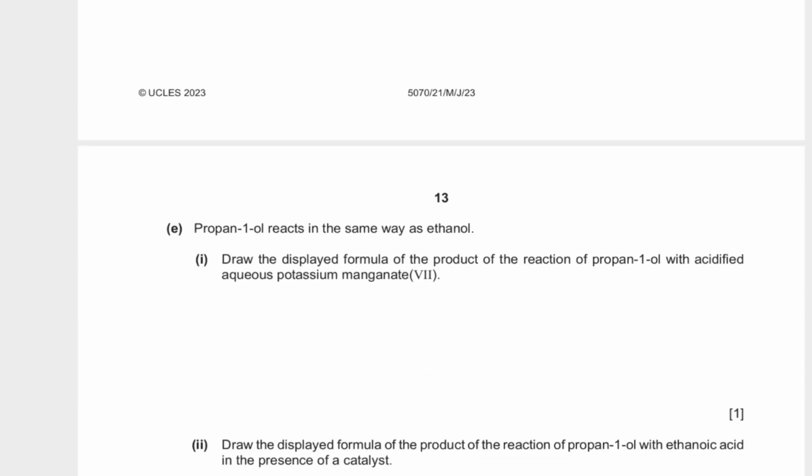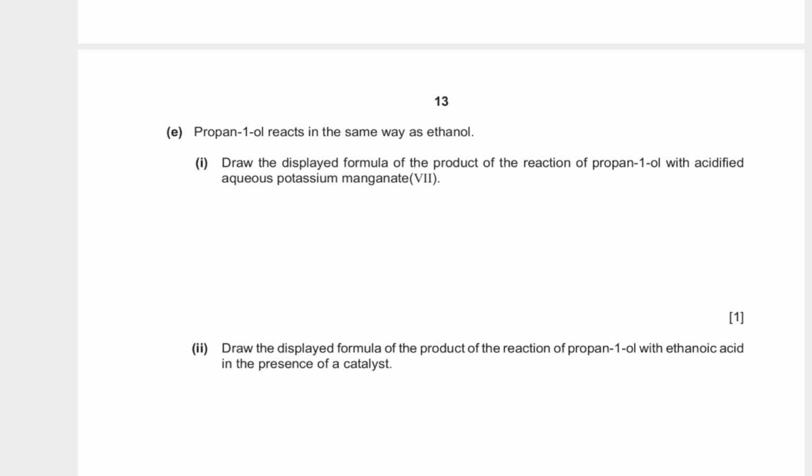Then propan-1-ol reacts in the same way as ethanol. Draw the displayed formula of the product of the reaction of propan-1-ol with acidified aqueous potassium manganate. When we react it, the OH group gives you propanoic acid.